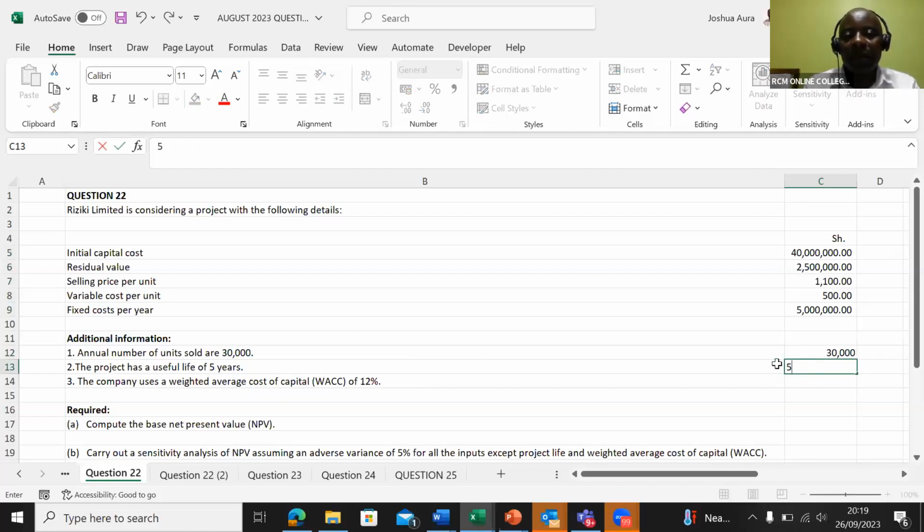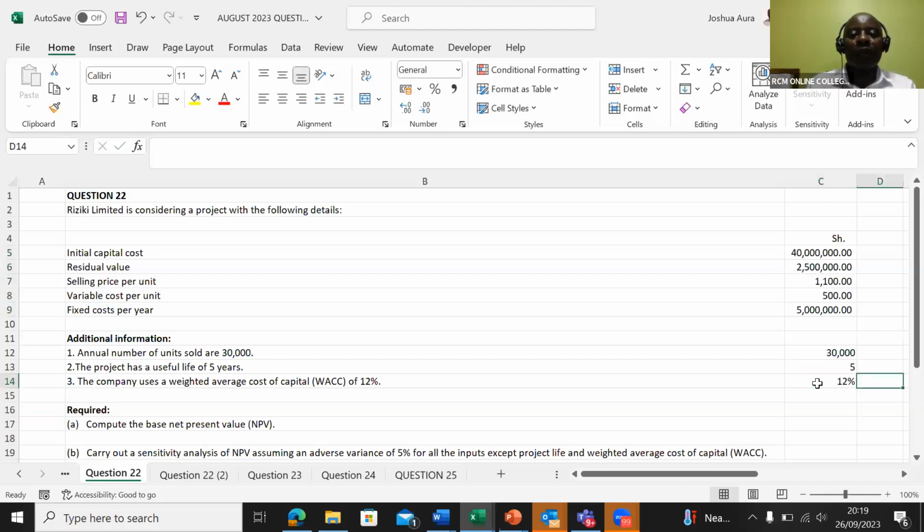And then the company has a WACC of 12. So this is very important for me for purposes of discounting. Then they want me to compute the base net present value. Base net present value, if you remember, is that net present value that we get, ladies and gentlemen, by using the information that is currently available without altering anything. We are not going to alter anything.